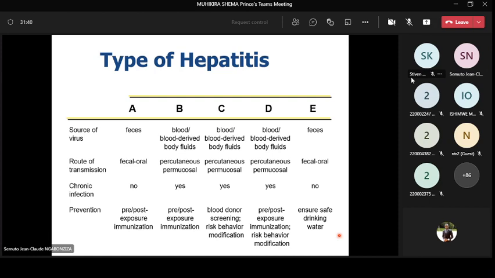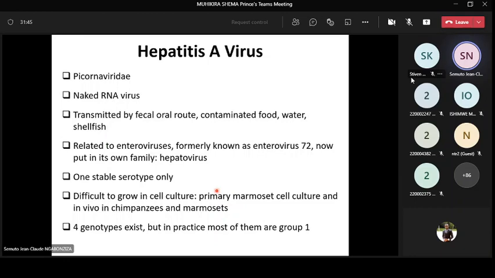So hepatitis A virus is in the picornavirus family, a positive-sense RNA virus transmitted by the fecal oral route, mostly through food, water, and shellfish contaminated with fecal material. It is related to enteroviruses, formerly known as enterovirus, now it is hepatovirus, which left the family because it is different from them. There is one stable serotype only, it is difficult to grow in cell culture, four genotypes exist, but in practice they are mostly grouped as one.